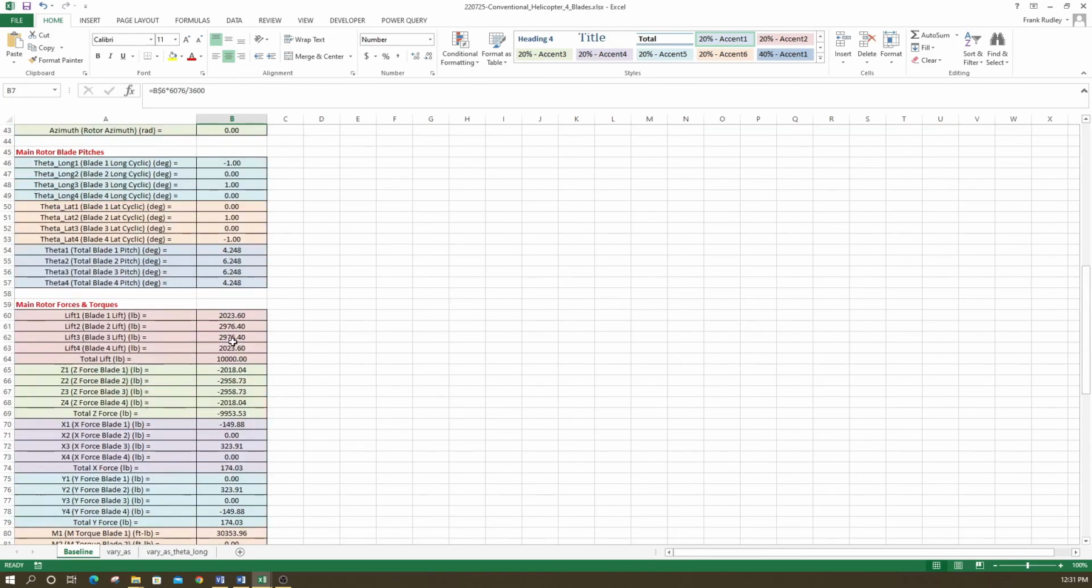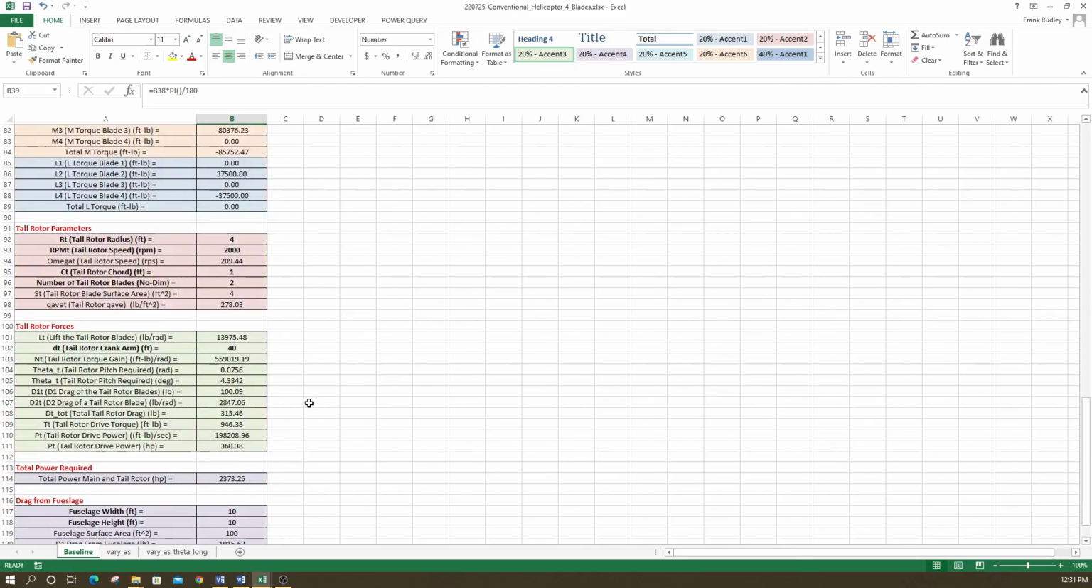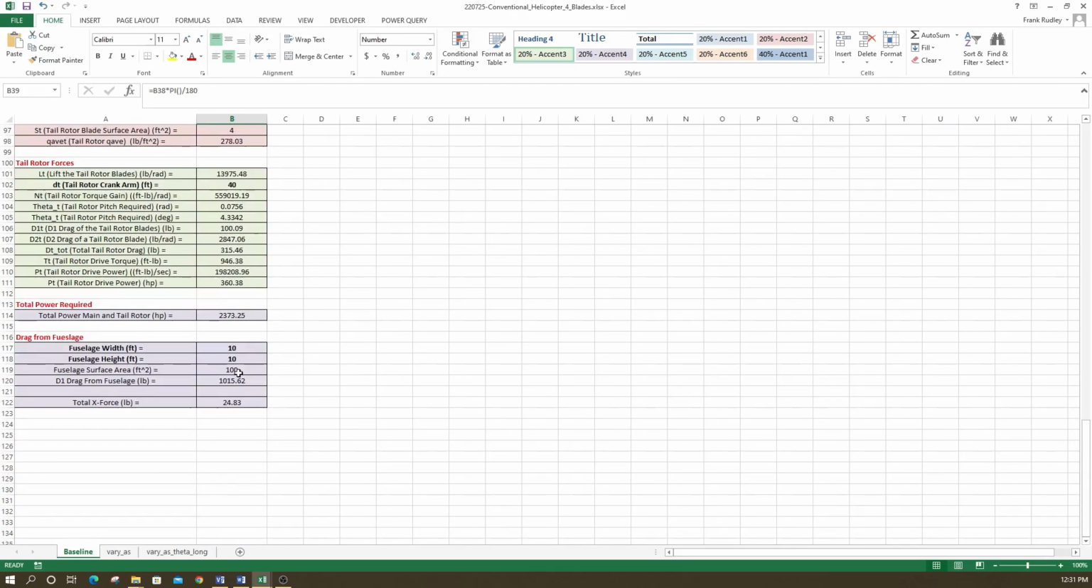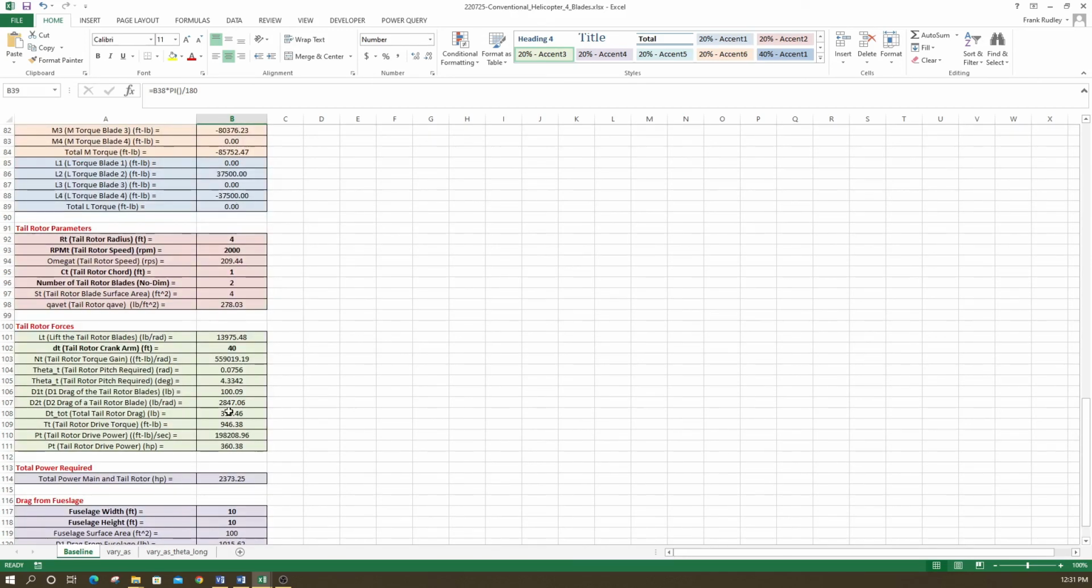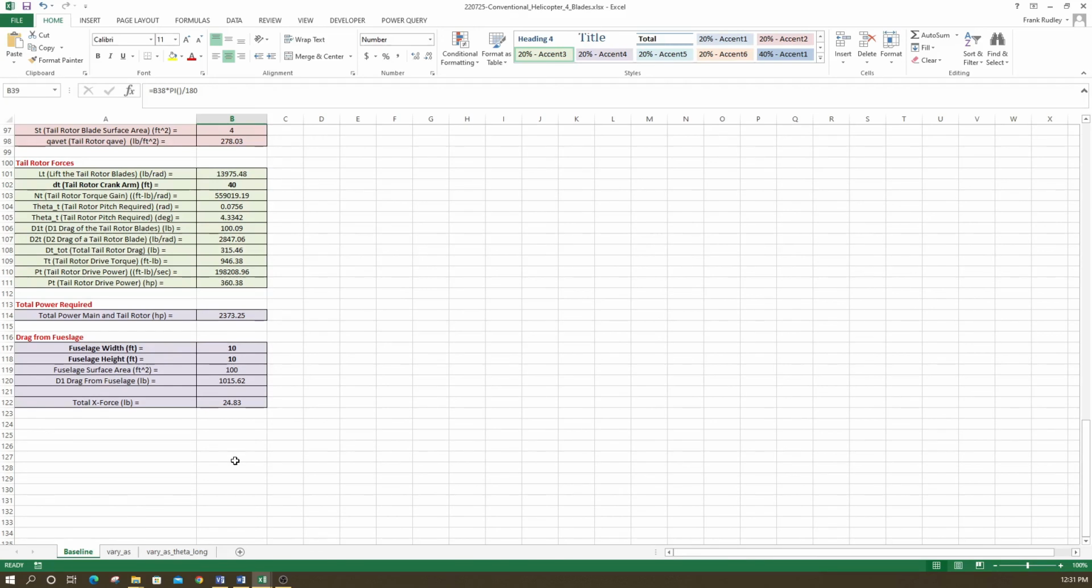I'm going to put 0 in here for lateral. I'm not worried about lateral right now. So I think if I put -6 in here, yeah, when I put -6 in there, I'm generating a little bit of positive X force, about 25 pounds, so I can just about move forward. This tells me the design is feasible, if I can do 6 degrees of longitudinal cyclic pitch. It might be limited by the mechanics.